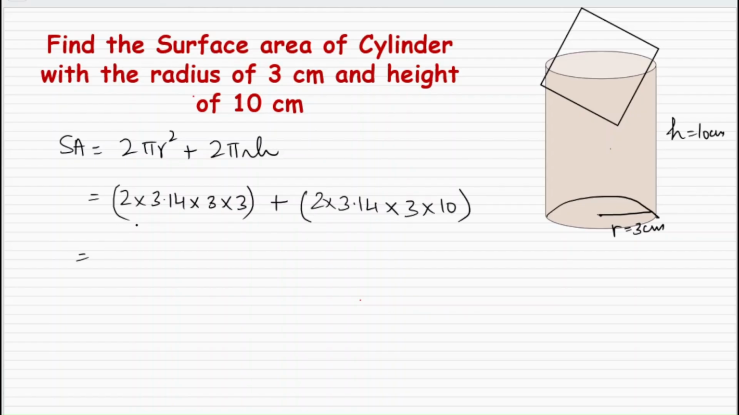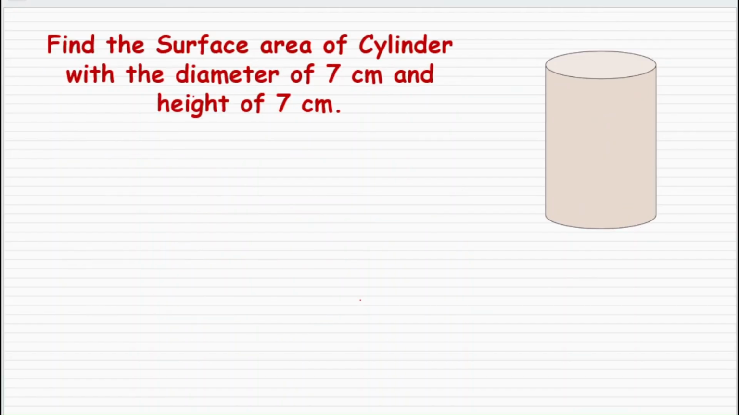Now, when you multiply all these numbers on a calculator, you will get 56.52. And on multiplying these numbers, you will get 188.4. And on adding, the surface area of the cylinder comes out to be 244.92 centimeter square. So it's very easy. All you need to do is to remember the formula and put the values. Radius and height will always be given to you. Let's do the next one.